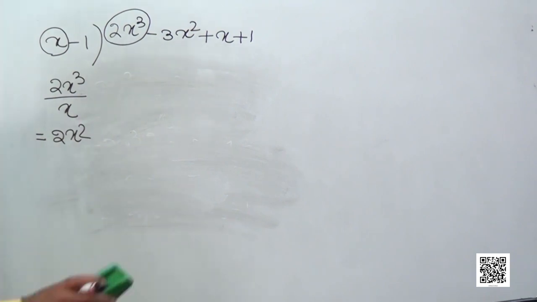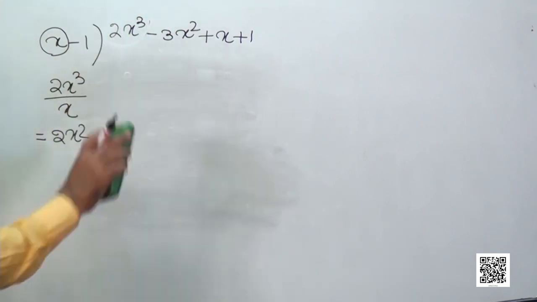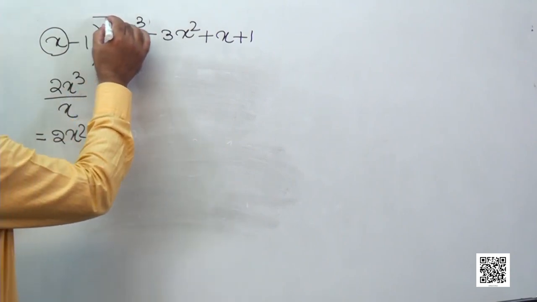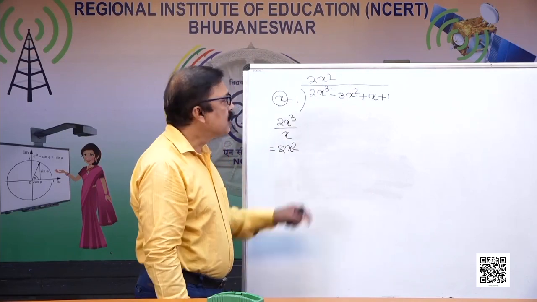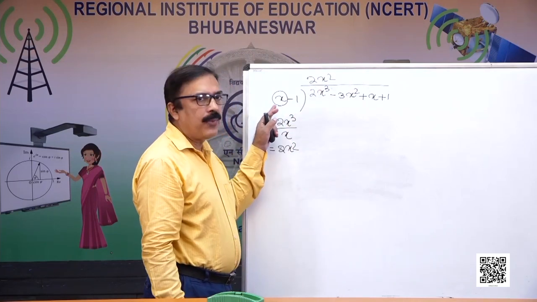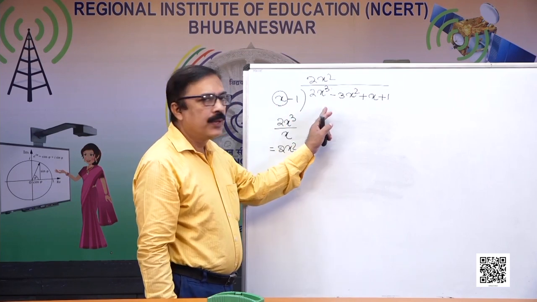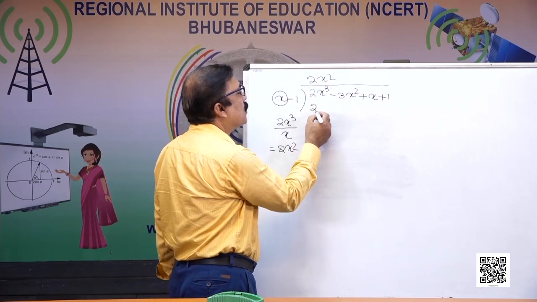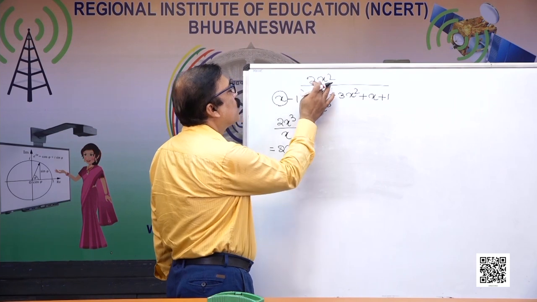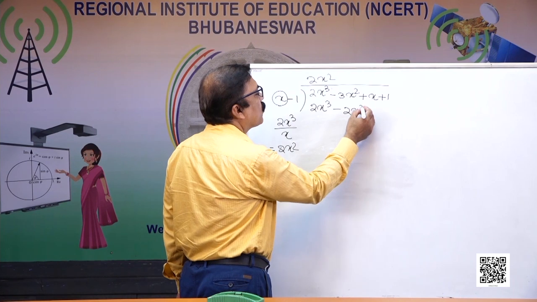So the first term of the quotient will be 2x square. So it is written 2x square. Now this 2x square is to be multiplied with each term of the divisor and written below the dividend. So 2x square into x gives 2x cube, and 2x square into minus 1 gives minus 2x square.